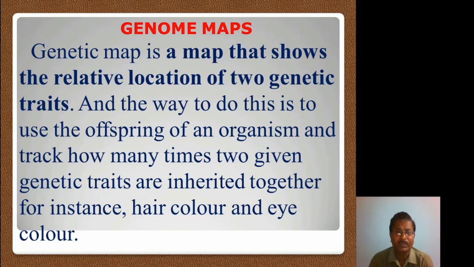So what is this genome map or genetic map? It is a map that shows the relative location of two genetic traits, related or closely related traits. The way to do this is to use the offspring, meaning F1, F2 generations of an organism, and track how many times two given genetic traits are inherited together. They are inherited from one generation to another generation. For example, hair color and eye color, both are inherited.